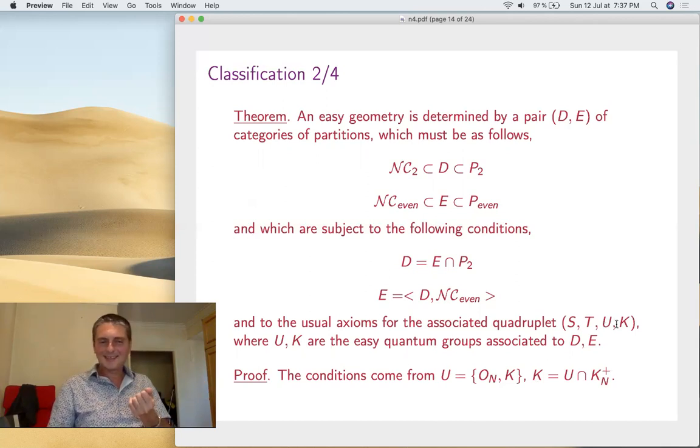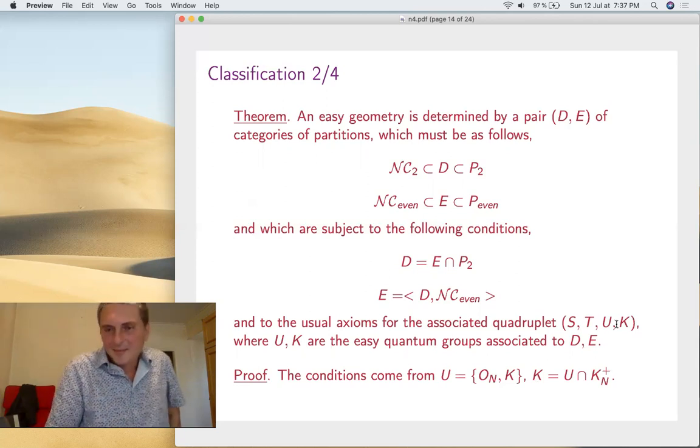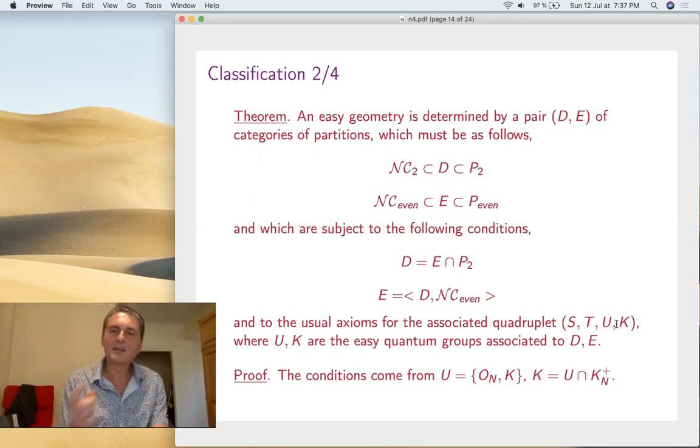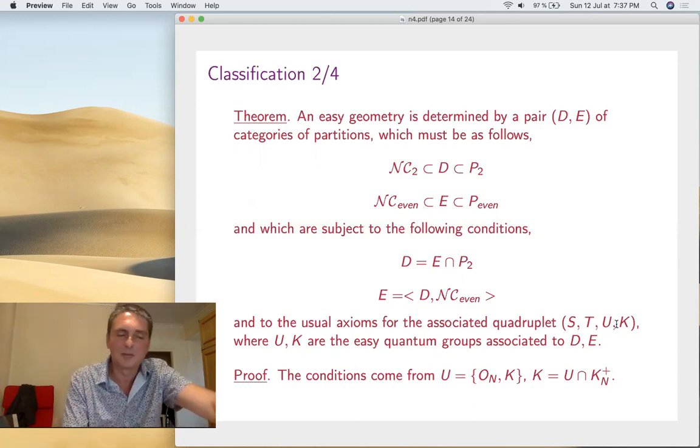But these usual axioms, so yeah, something must be said here. I mean, what are S, T, U, K given D and E? Well, it's very simple. So given D and E, I can construct U and K, right? That's the Tannakian duality. Now, if I have U and K, I definitely have S and T. I mean, in the axioms there are correspondences between S, T, U, K. So you take no matter which axiom giving you S in terms of U and K, no matter what other axiom giving you T in terms of U and K, and then you say that the other axioms must be satisfied. So all this, yeah, you have to think a bit, all this absolutely makes sense.